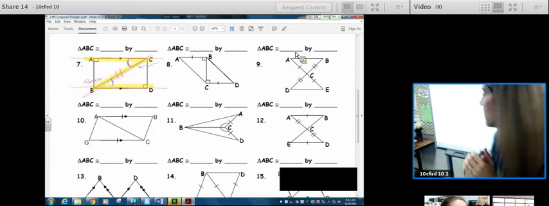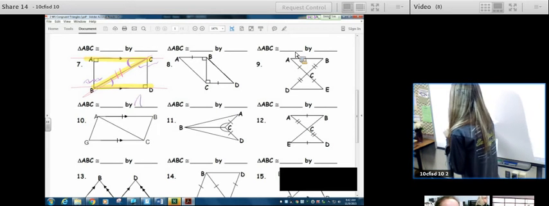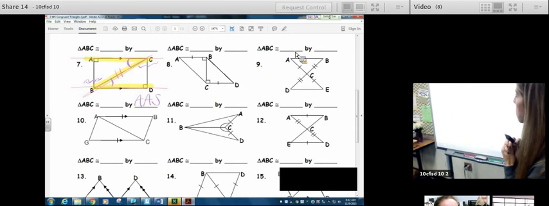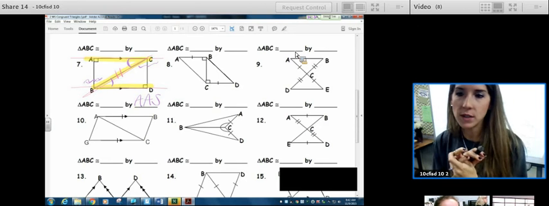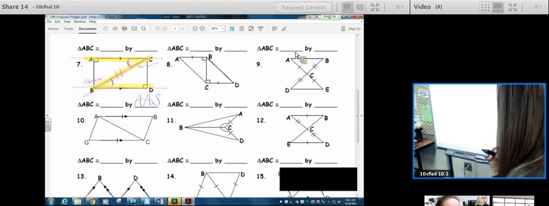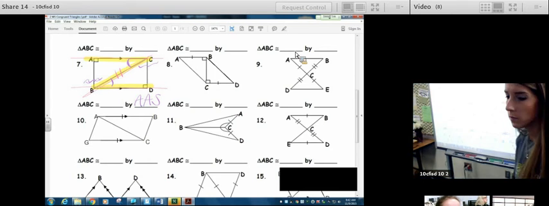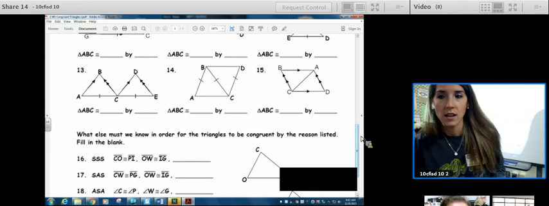The side's not between the angles, so that's why this one is angle, angle, side. So it's really important that you add those angles in the correct spot, because students put them in the wrong spot many times.